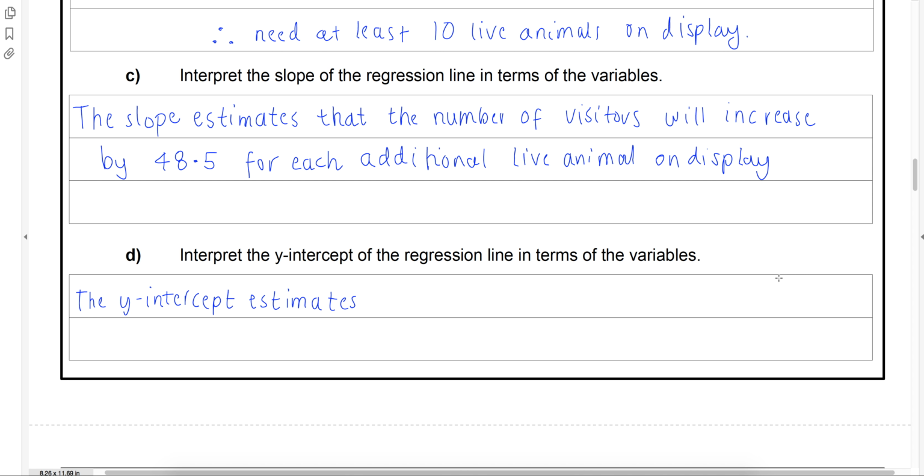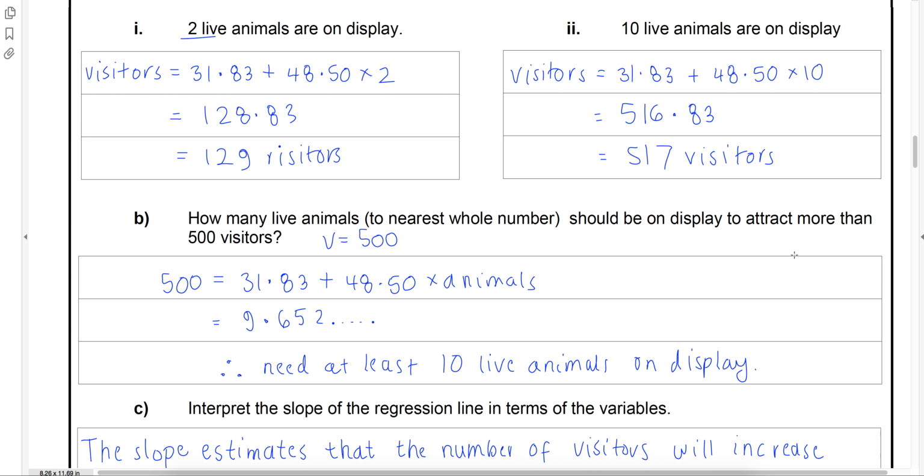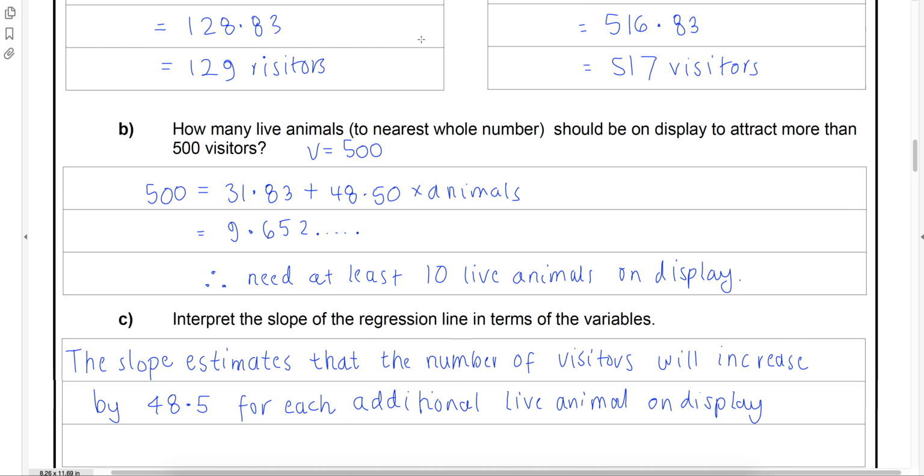The Y-intercept, well, when animals equal 0, how many visitors are we expected to have? Let's have a look at the rule. When this number here is 0, that's going to be 48.5 by 0. We're left with number of visitors is 31.83.